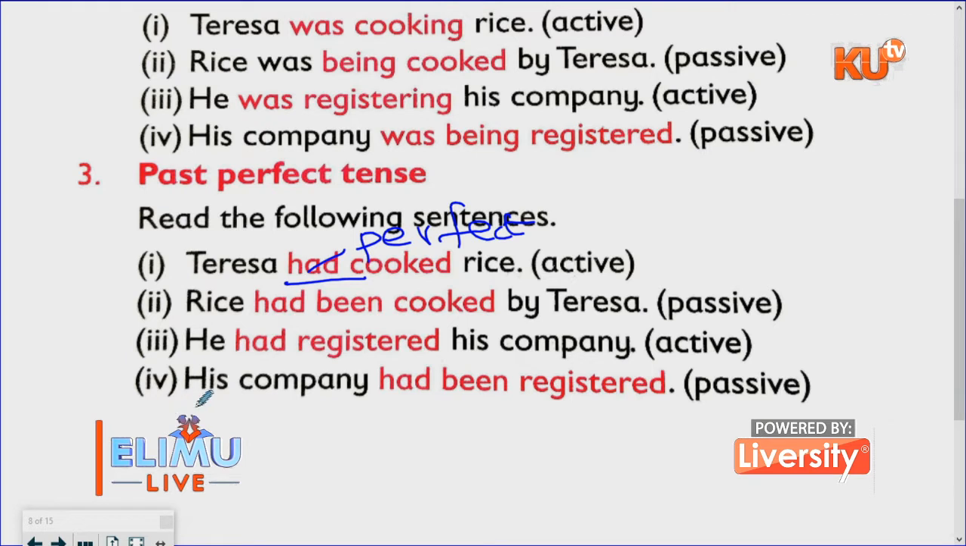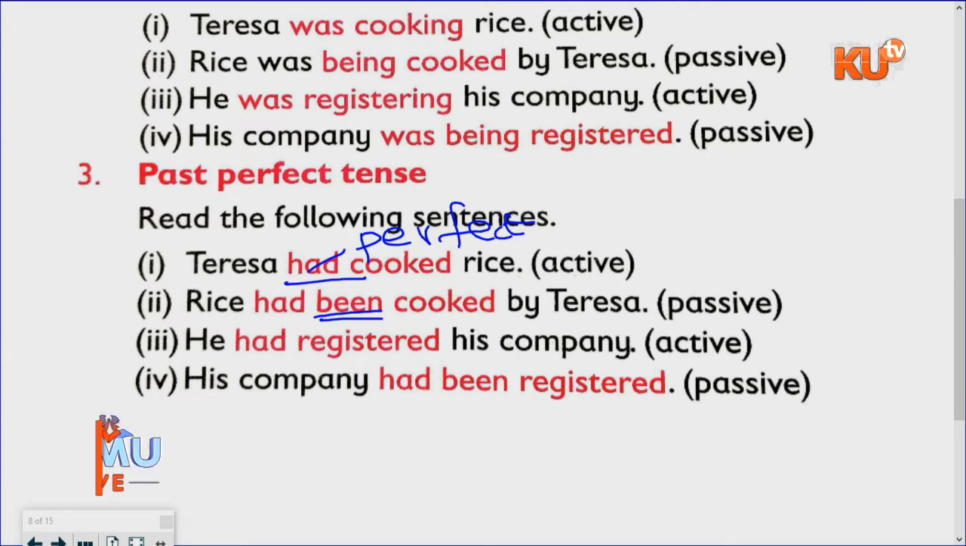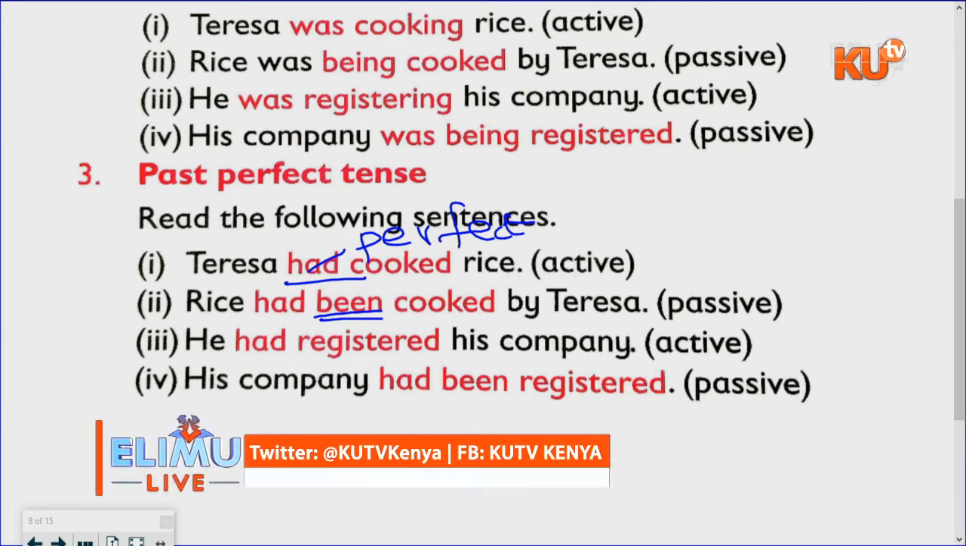Rice had been cooked. For those that are imperfect, we use "been". We use "been", but we don't change the tense, only that we change the verb to the participle. Rice had been cooked by Teresa. He had registered his company. His company had been registered.